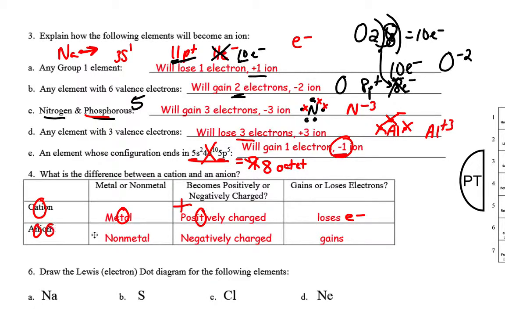Anions are negative nonmetals. These are your nonmetals. They're on the right side of the zigzag line. So these are your nonmetals. And they're negatively charged. How do they get negative? Well, they gain more negatives.